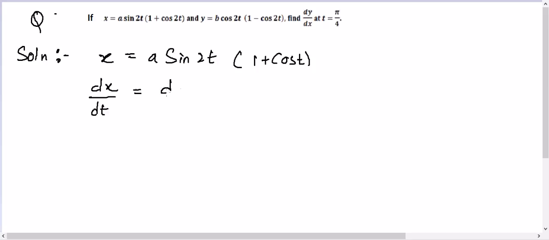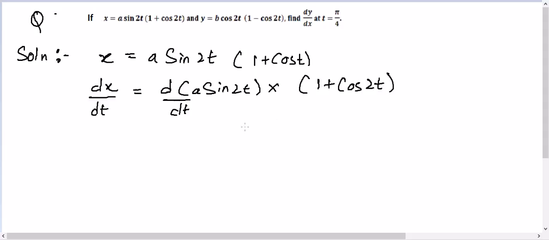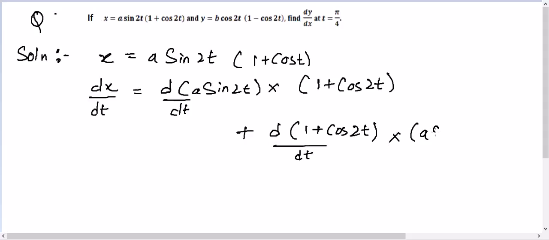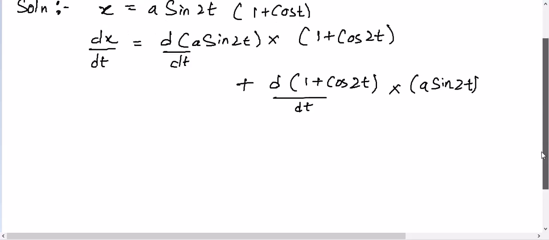Continuing, first we'll differentiate sine 2t, multiplied by 1 plus cos 2t, plus, now we'll differentiate the second function, cos 2t by dt. We can select either one as the first and second function; it depends fully on you. I just choose this one. So continuing, dx by dt.